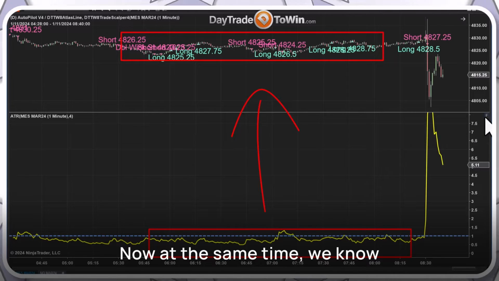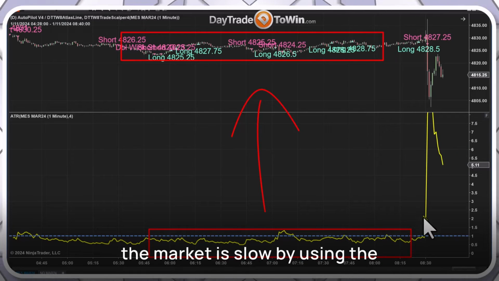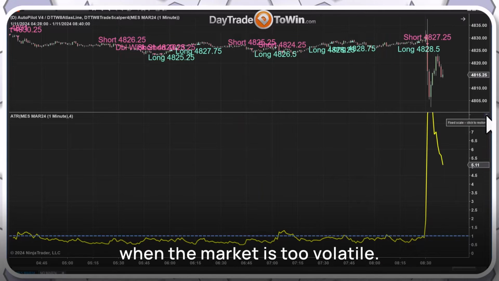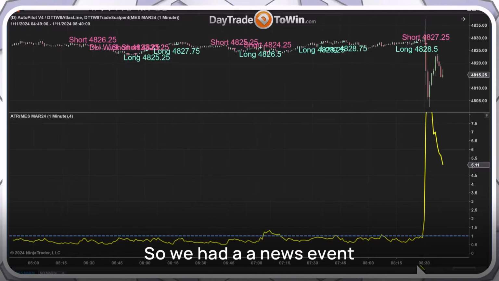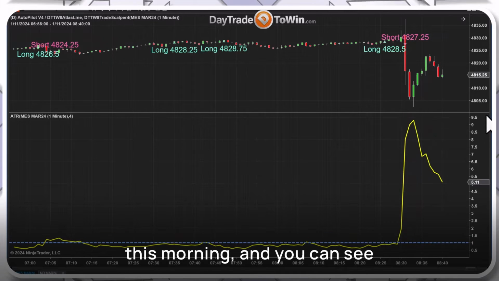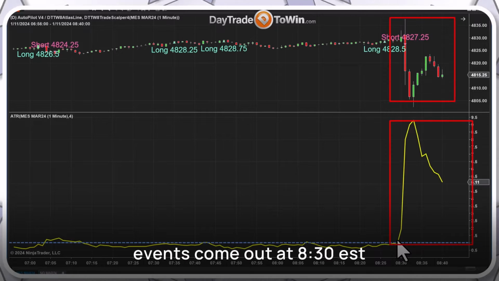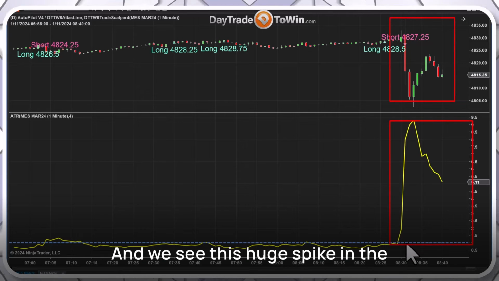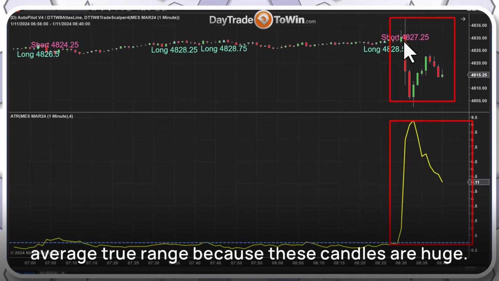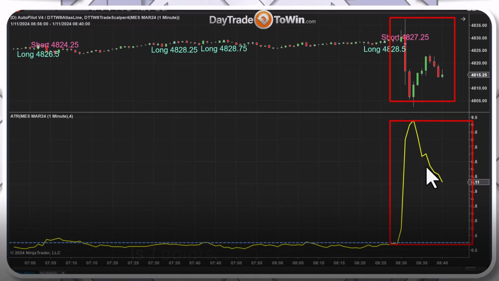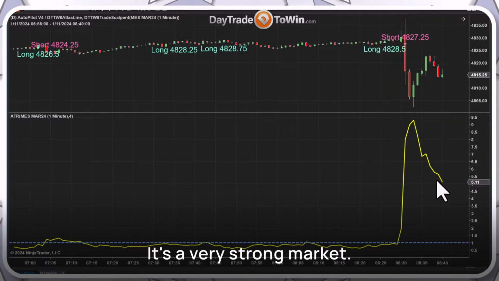Now, at the same time, we know the market is slow by using the ATR, but you can also dictate when the market is too volatile and too fast. So we had a news event this morning, and you can see at 8:30, typically the news events come out at 8:30, and we see this huge spike in the average true range because these candles are huge. Each candle here on average is 7 points, 8 points, 9 points. It's a very strong market.